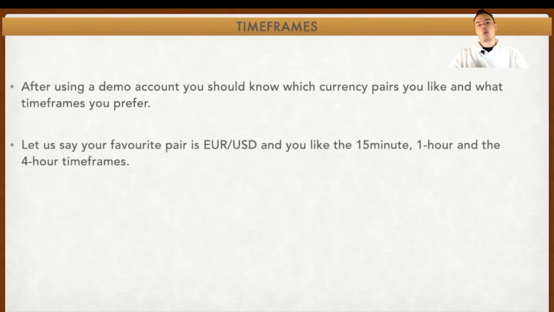So let's say one of your pairs that you're choosing to focus on is Euro USD, and you like the 15-minute time frame, you like the 1-hour time frame, and you like the 4-hour time frame. Okay, multiple time frames. That's decent. 3 time frames is more than enough.